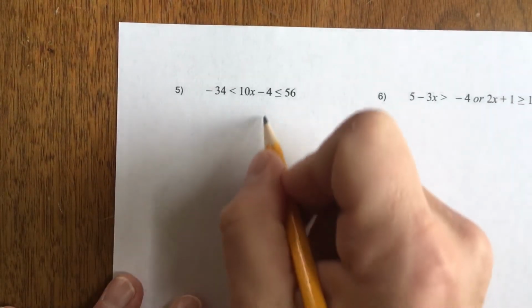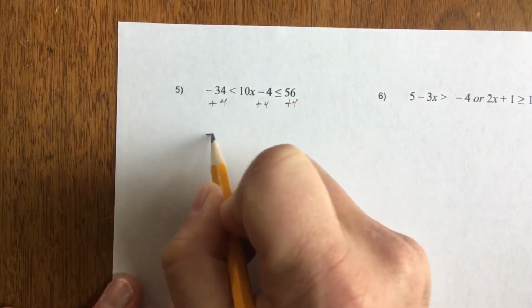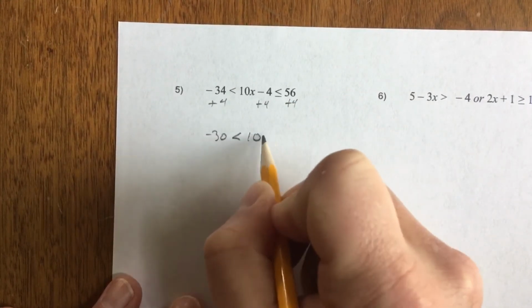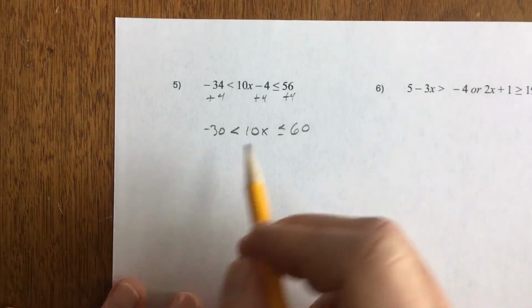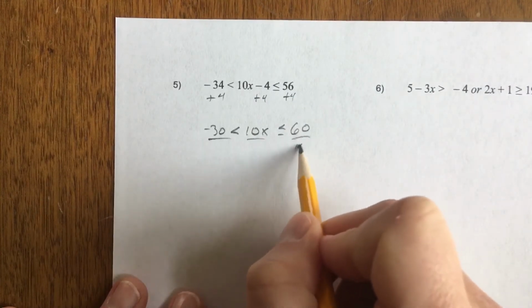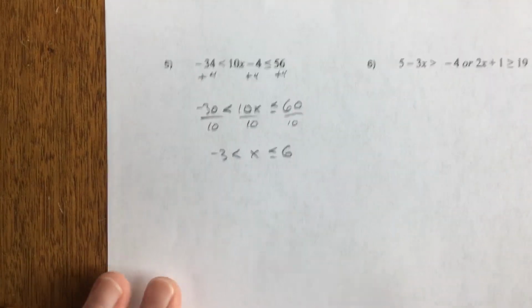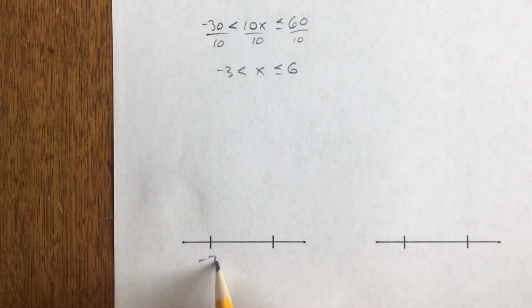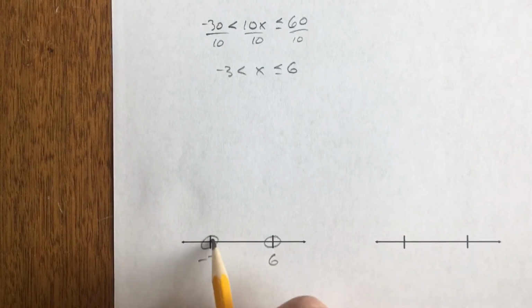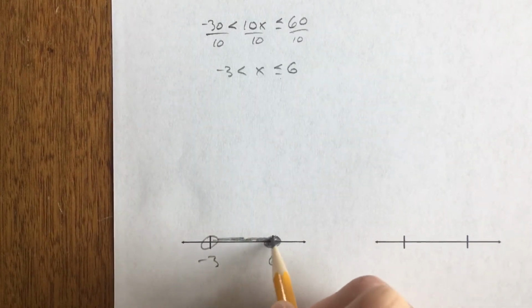All right. For number 5, again, we're solving this. We're going to have to do 2 steps here. So I'm going to add 4, add 4, add 4. We get negative 30 less than 10x less than or equal to 60. All right. Then we're going to divide by 10, which gives us negative 3 less than x less than or equal to 6. So we do the 2 steps on all the sides there. So this is all the numbers between negative 3 and 6. We can equal 6, but we can't equal negative 3.